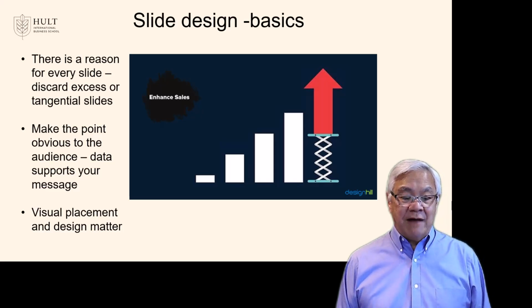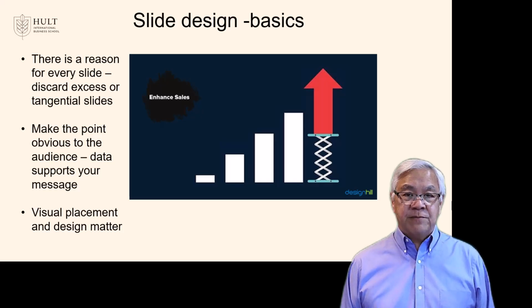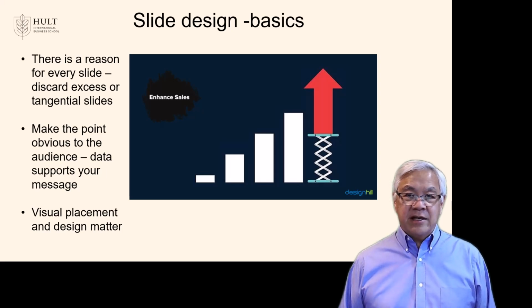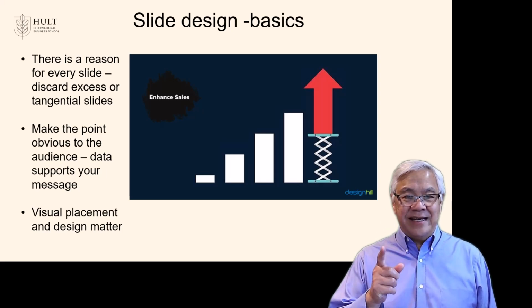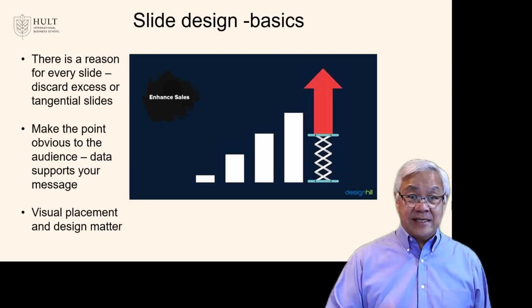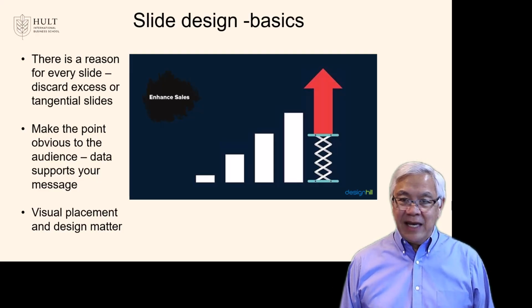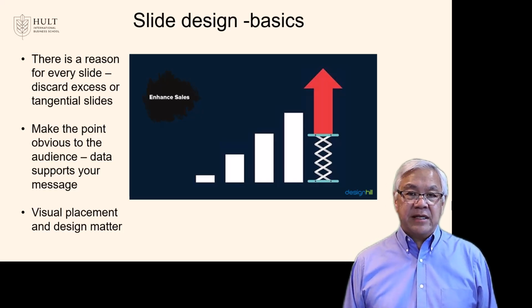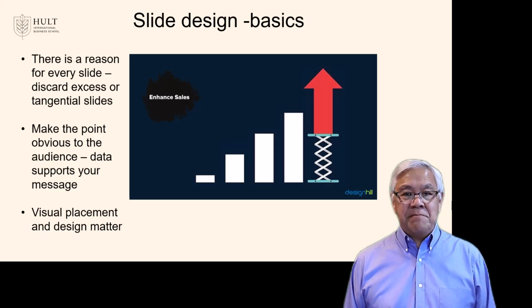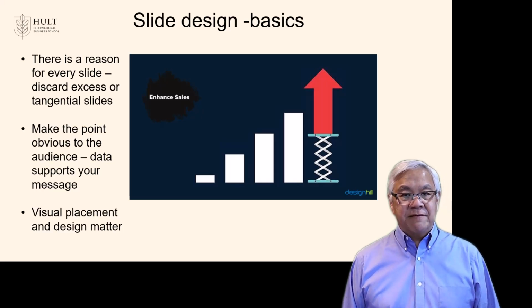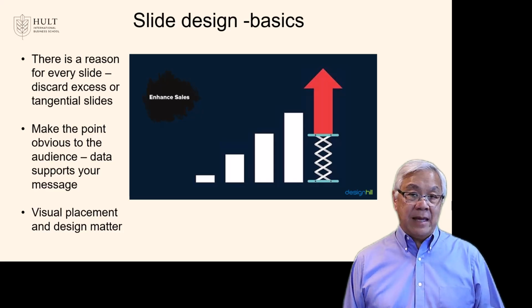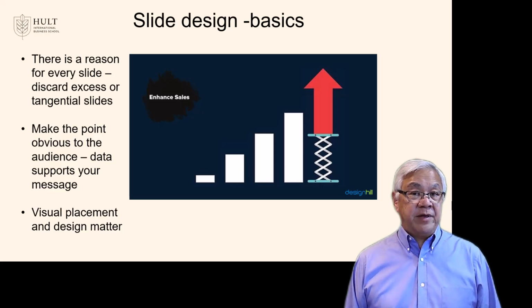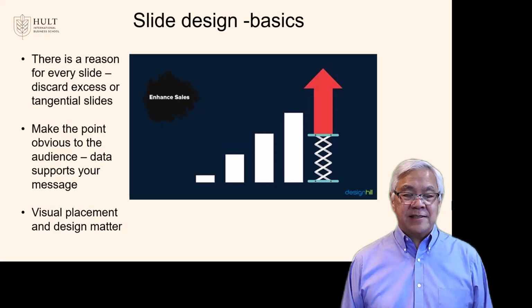So make the point obvious to the audience and the data supports your message. This is not a mystery. You want the slide to be crystal clear so that when you make your point, the audience looks at it and says, yeah, I agree. I see the data. I could make the same conclusions as the speaker did. We don't want any confusion on the point you're trying to make or any ambiguity. The other aspect is visual placement and design matters. That's because it's a visual part that will appeal to some and maybe turn some people off. Be very careful to pick your graphics and look and feel of your slides.